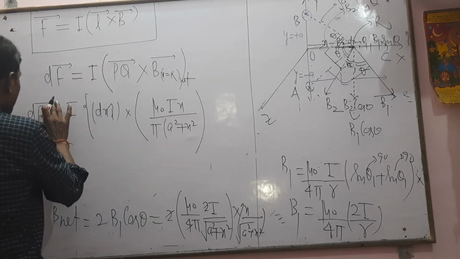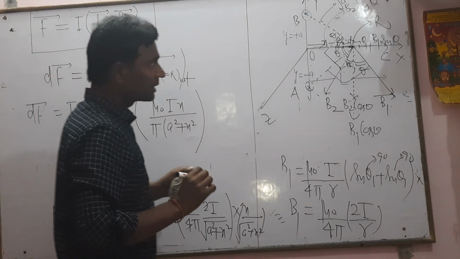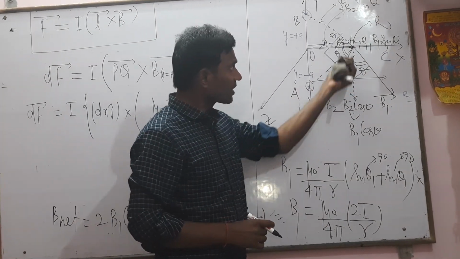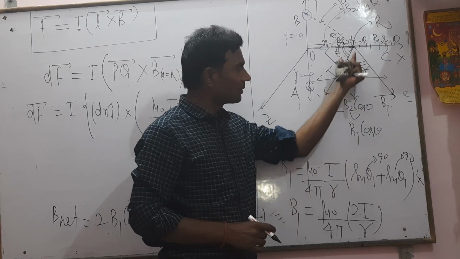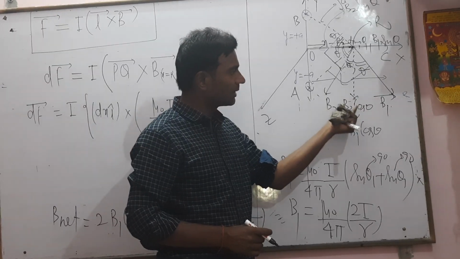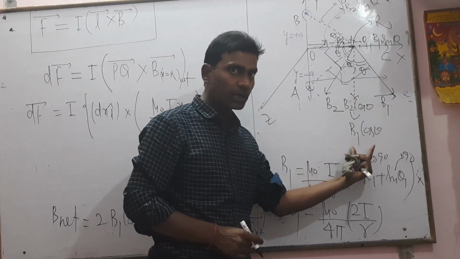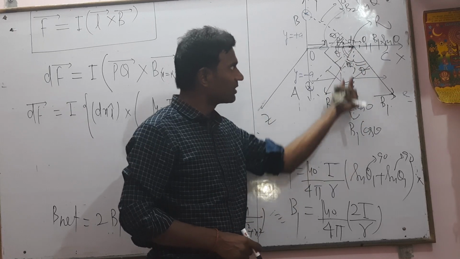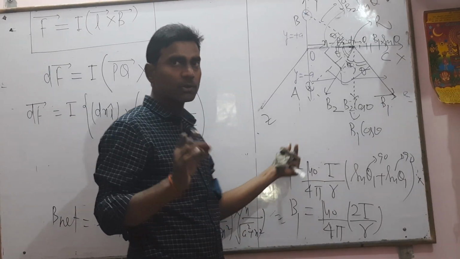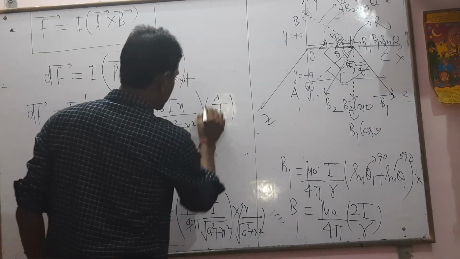But this value is the magnitude, and we also need the direction of B net at this point. So B1 cos theta and B2 cos theta are vertically downward. Adding both sides, B1 cos theta and B2 cos theta will be vertically downward. So the direction of B net will be the negative y-axis, which equals minus j cap.